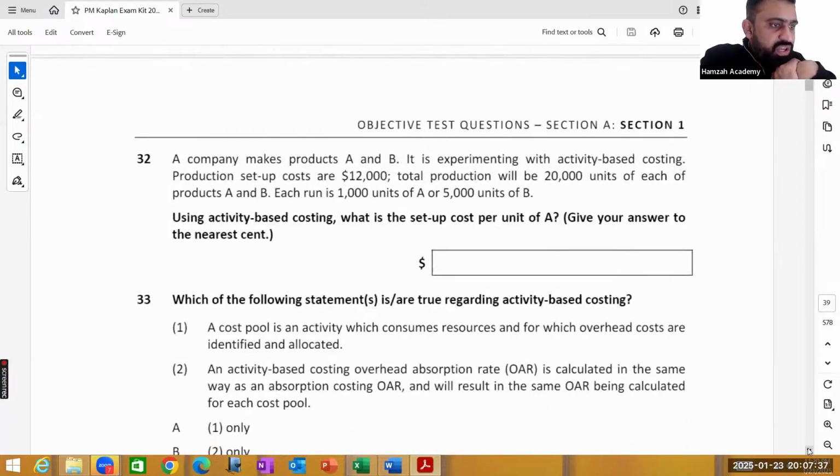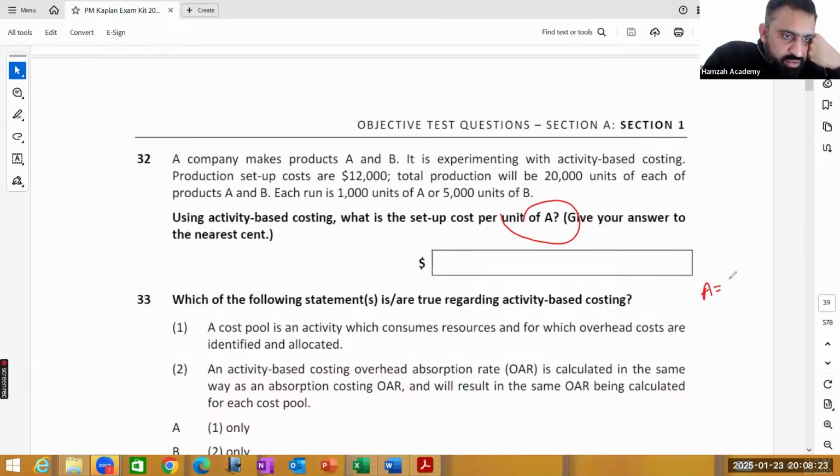Okay, question 32. A company makes product A and B. It is experimenting with ABC costing. Production setup cost of 12,000, and total production will be 20,000 units of each product, A and B, and each run is 1,000 units of A and 5,000 units of B. Now, first of all, using ABC, what is the setup cost per unit for A? First of all, you need to calculate the cost driver.